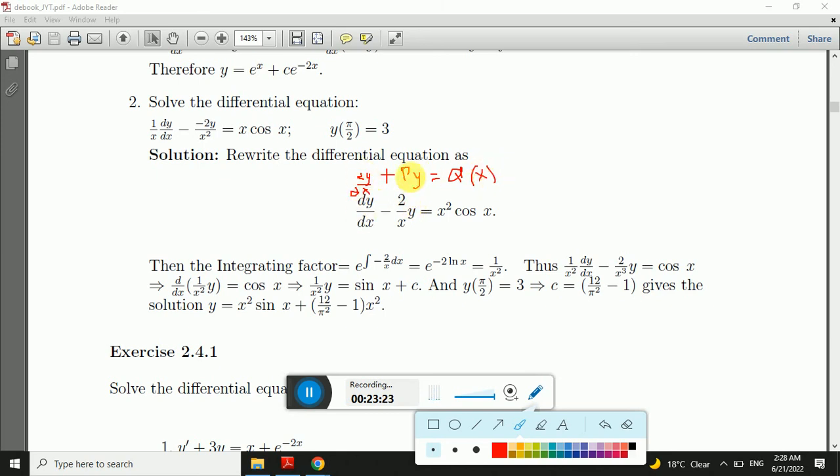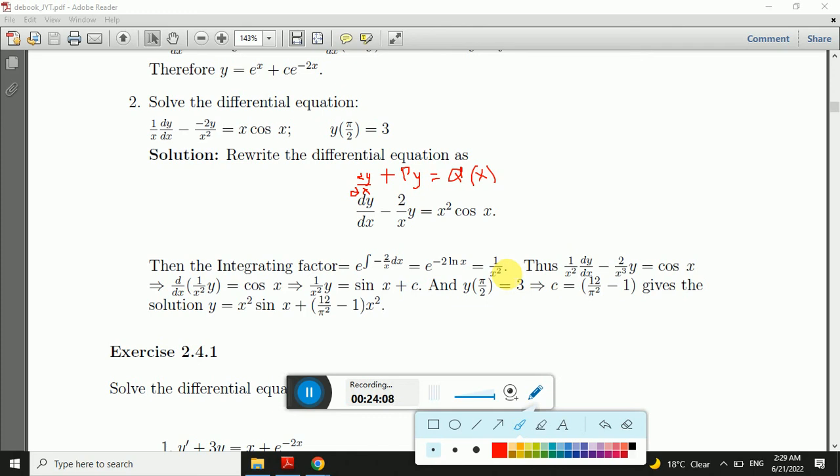So when you compare these, you realize that your p will be negative 2 over x, and hence the integrating factor will be given by exponent integral of p dx, where p is negative 2 over x. So what happens when you integrate negative 2 over x with respect to x? You end up with e to the power negative 2 natural log of x, and this simplifies to 1 over x squared.